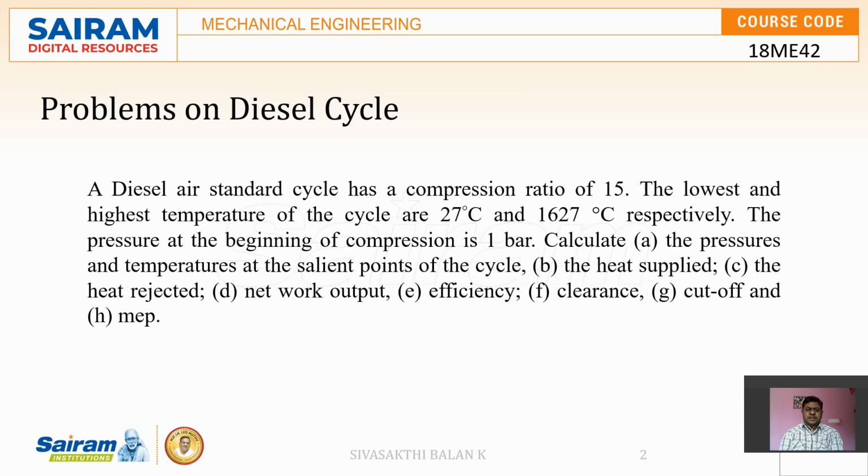A diesel air standard cycle has a compression ratio of 15. The lowest and highest temperatures of the cycle are 27 degrees centigrade and 1627 degrees centigrade respectively. The pressure at the beginning of the compression is 1 bar, and they ask us to calculate the pressures and temperatures at the salient points of the cycle, that is all the states 1, 2, 3 and 4.